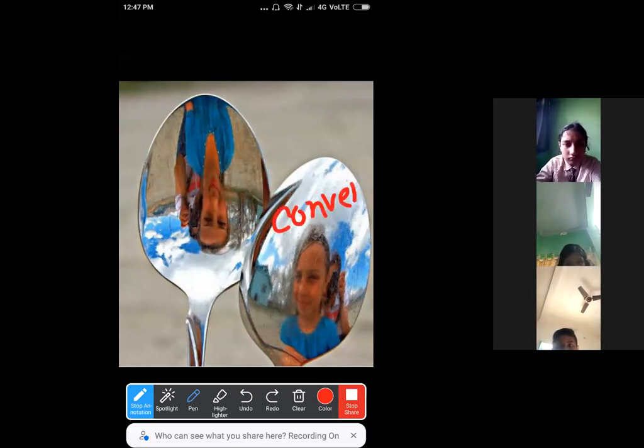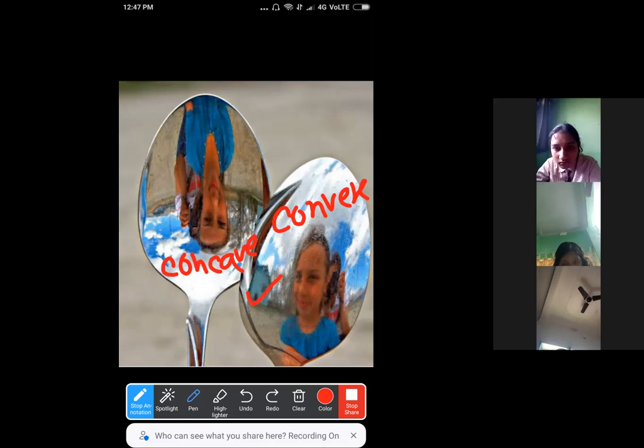Okay, and this one is concave. So the convex side of the spoon, if you bring it in front of your face, then it will look straight or erect. But if you bring the concave side of the spoon in front of your face, then you will see that the image is not erect. The image is inverted. See?